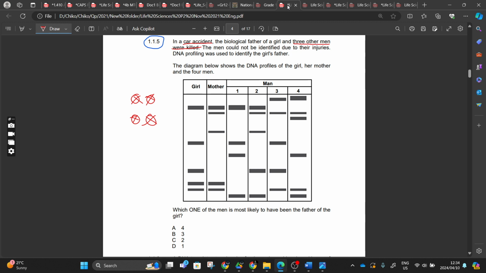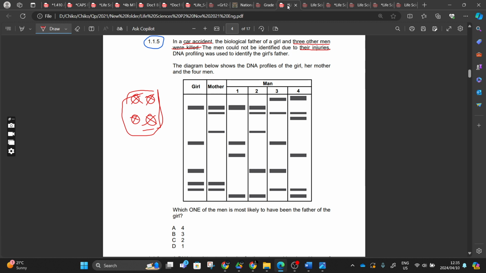So the men could not be identified due to their injuries. Maybe the car burned, right? Something like that. We can think of that. Sorry, but we can, you understand? Even this, we can also relate to what was happening previously. Rest in peace, and to their families, our condolences.